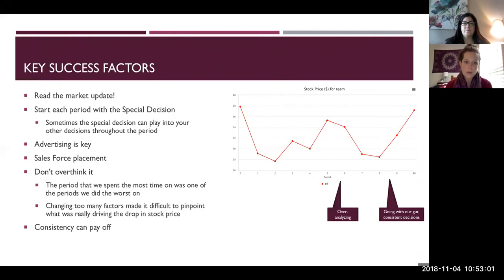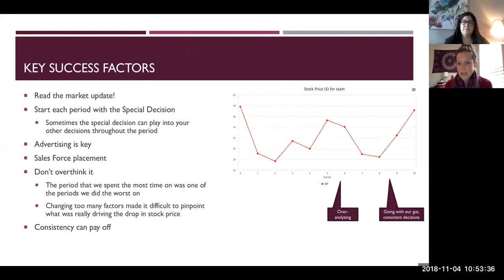Don't overthink it. In the middle of the simulation, after we dropped in the beginning, we spent the most time making decisions in periods 5 and 6, and those were periods we dropped significantly. As you can see in my little bubbles below, we were over-analyzing. We spent too much time tweaking every single detail, and then after we saw the results, we weren't sure what was driving the decrease in stock price because we were just changing too many things.